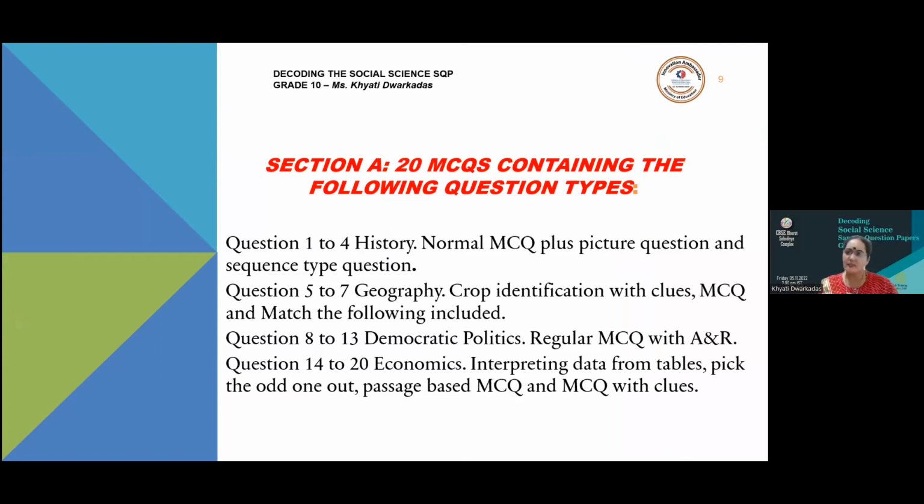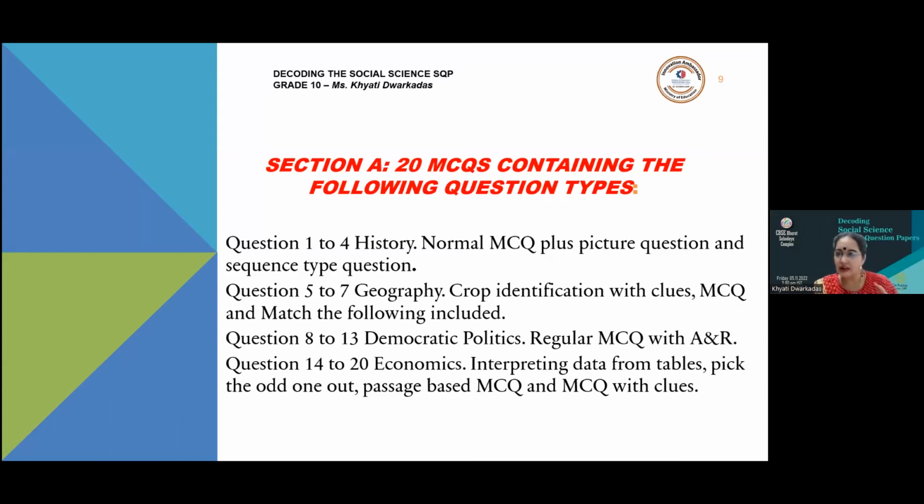Section A talks about 20 MCQs containing the following types of questions. Question 1 to 4, when you look at the sample paper, we will go over it question by question. They talk about having your normal MCQs, plus there's a picture question and a sequence question where you may be asked to put things in chronology or sequence type. Question 5, 6, and 7 are geography questions where you have crop identification with the help of clues. You again have MCQs and match the following.